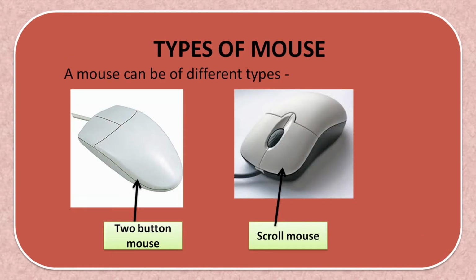Now, how many types of mouse are available? A mouse can be of different types. But here we will discuss two types of mouse. First one is the two-button mouse. The first picture is of a two-button mouse. The second one is the scroll mouse. So the second picture is of a scroll mouse.